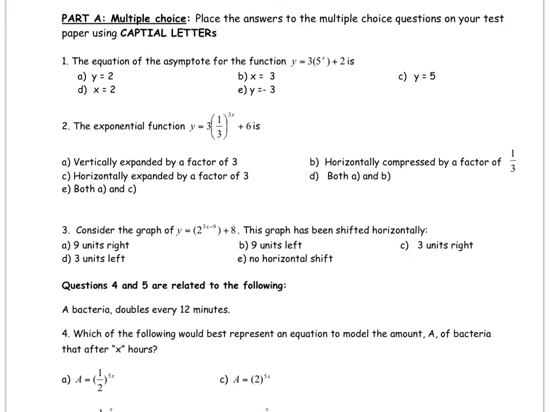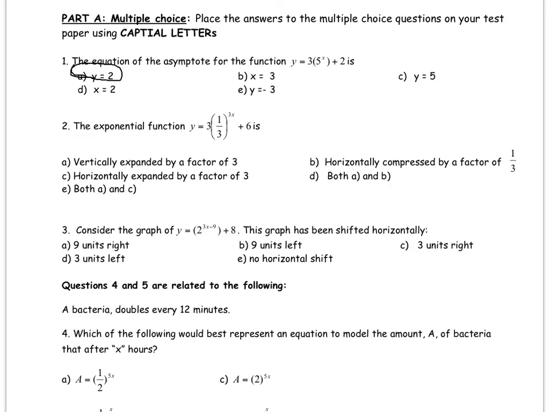In this video, I'm going to solve the questions in the Unit 3 test. The first question was the equation of the asymptote for the function y equals 3x times 5 exponent x plus 2. When x goes to negative infinity, 5 exponent negative infinity is 0, so y is equal to 2. Or you can just look at the constant here, which is 2. So the answer to this multiple choice is A.